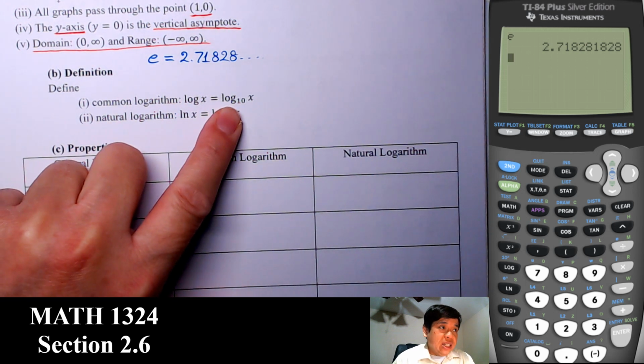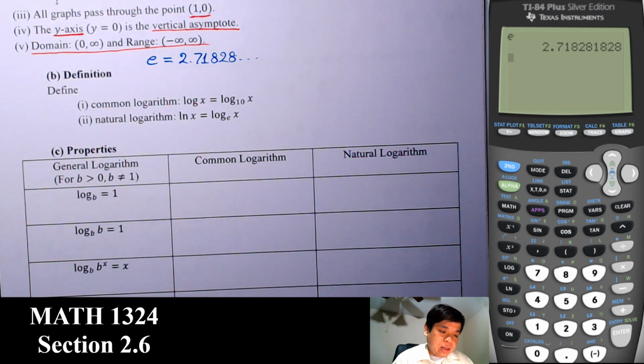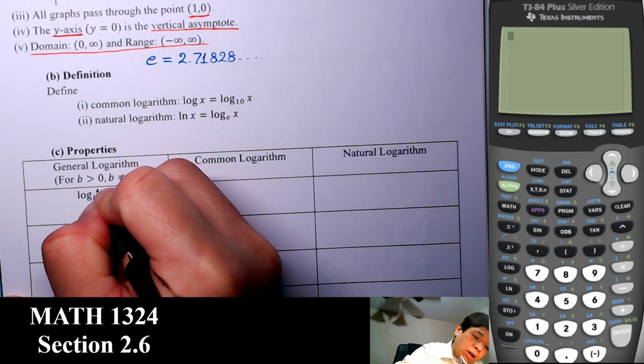Now the base 10 is the common log, so we don't need to write the base 10, and the base e we're going to write as ln. Now, on the calculator, the ln is the natural log. The log is the common log, base 10. Right. Now let's look at some properties of this. First of all, there's a typo here. We should say log of 1 is equal to 0.